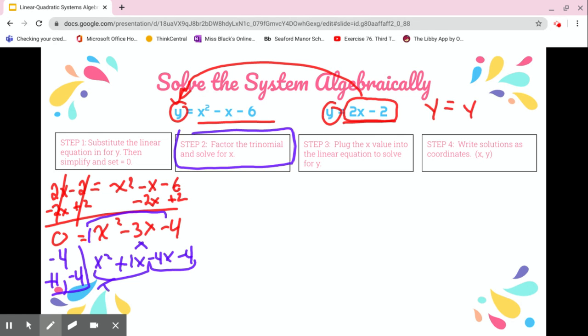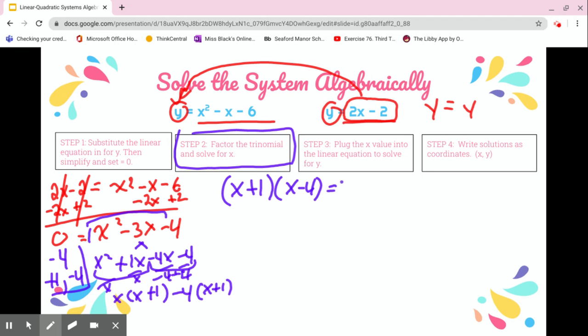Divide out our x in the first term. Divide out -4. And I'm left with x times x plus 1 and -4 times x plus 1. So I'm going to write the factors up here now. So for the factors, I have my x plus 1 and I have x minus 4. And again, we have to keep that set equal to 0 because it's a quadratic.